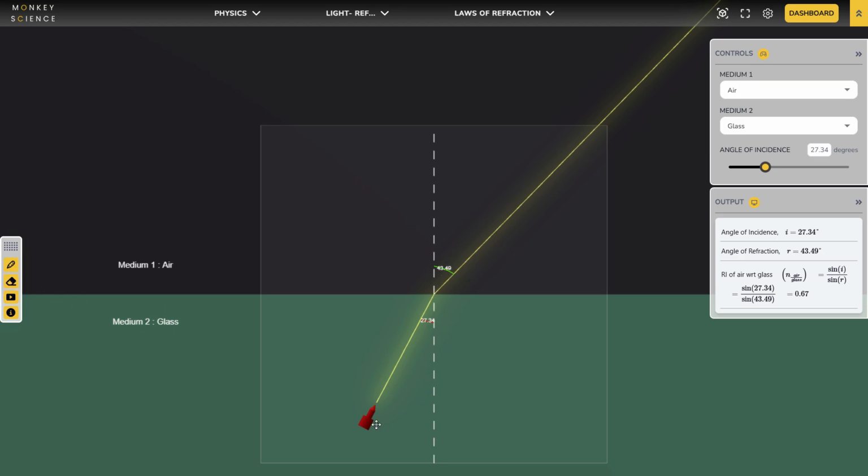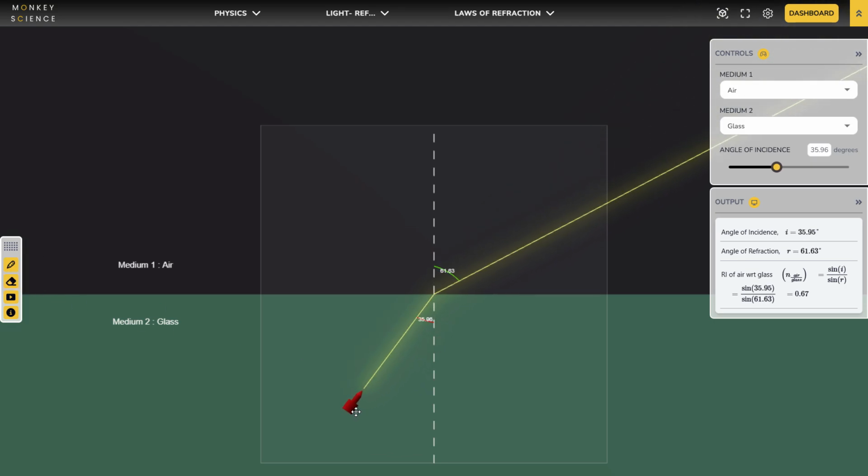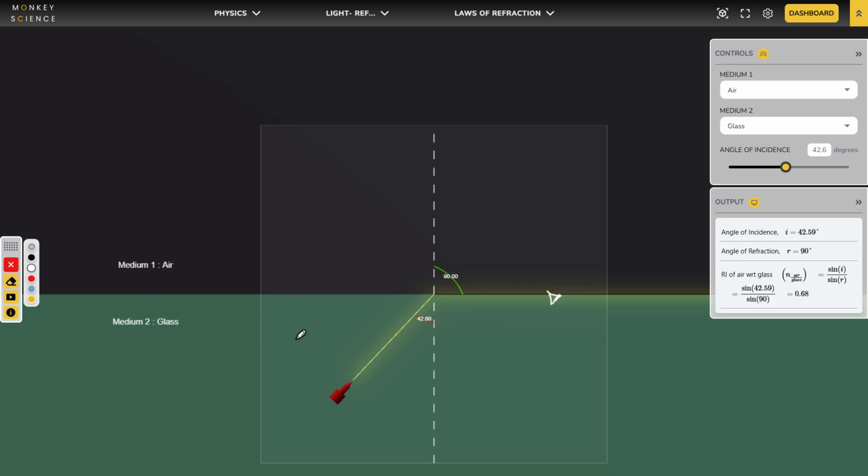Now, further, you'll also see a phenomenon where if we increase our angle of incidence more and more, at one point, there is a place where the light, the refracted ray, will graze the surface of the two mediums. Now, this is an important angle. This angle is called as the critical angle.